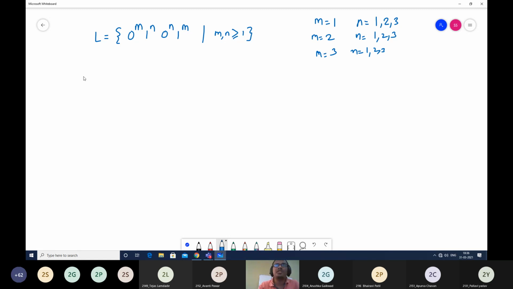So if I try to generate strings out of this condition, suppose I have the value of m as 1. What will happen? This 0 and this 1 which I have on the outer parts will be there. Correct? Value of m is 1. Then inside that I am taking the first value of n as 1. So if the value of n is also 1, the string generated will be 0 1 0 1. Are you getting this?